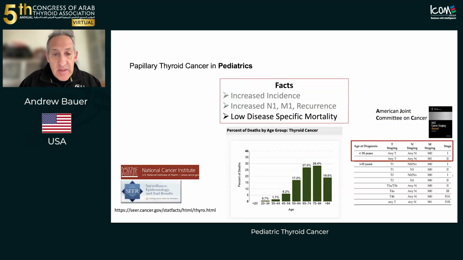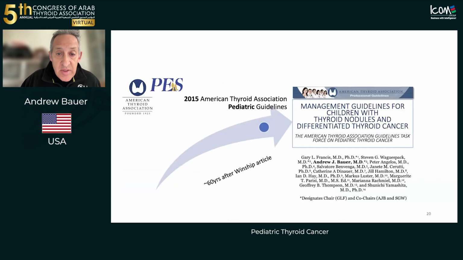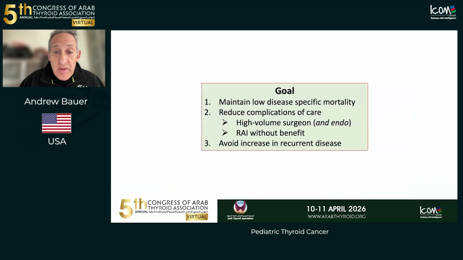But we've all recognized that pediatric patients have low disease-specific mortality, and anyone under age 55 at most can be a stage 2 in the AJCC staging system because of the low disease-specific mortality. So even patients with pulmonary mets are considered stage 2 under age 55 years of age. So in 2015, I think we did an adequate job as far as trying to stratify radioactive iodine.